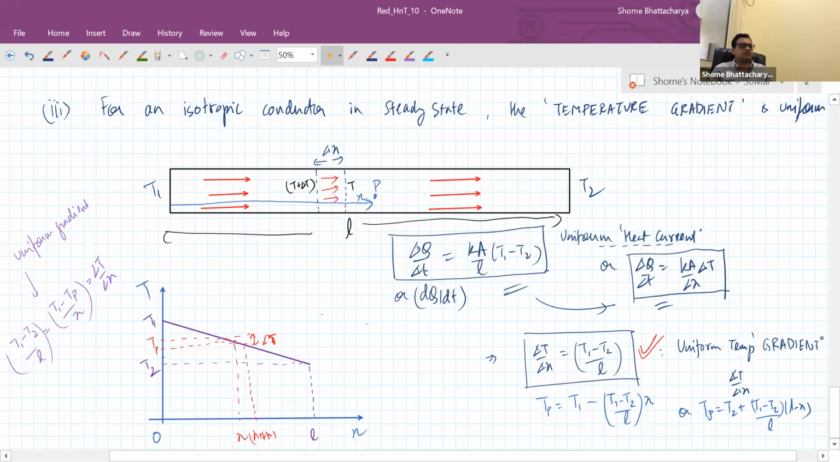That means change in temperature, or rate of change of temperature with respect to position, delta T by delta x. So that is uniform, and its value is equal to (T1 minus T2) by L, as long as the material we are dealing with is an isotropic material.